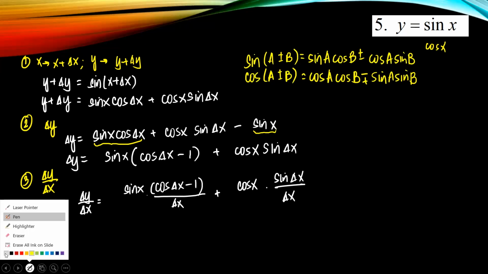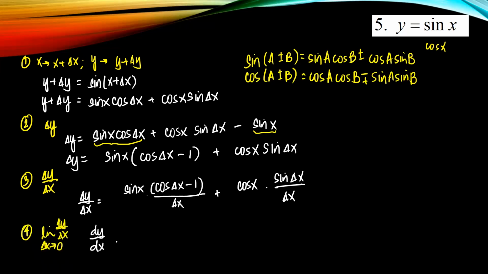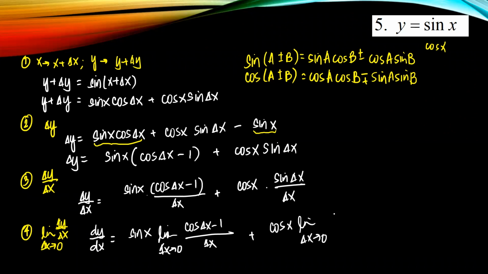I can safely say that here, dy over dx is, ito kasi wala namang delta x, so I can choose to bring sine x outside because the limit is for the delta x. Cosine delta x minus 1 plus cosine x, limit as delta x approaches 0 of sine delta x over delta x. Okay, guys, look at this. What is cosine delta x minus 1 all over delta x? Diba you had this already? I taught this to you last time. The squeeze theorem.